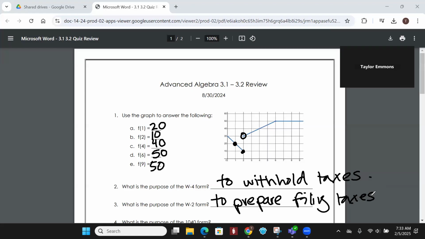What's the purpose of a 1040 form? To complete taxes. Everybody okay on those? Okay. On your quiz, you're going to be asked about a W-4. You're going to be asked about a 1040. So another way to say to complete taxes is prepare your taxes. Okay. Cool.